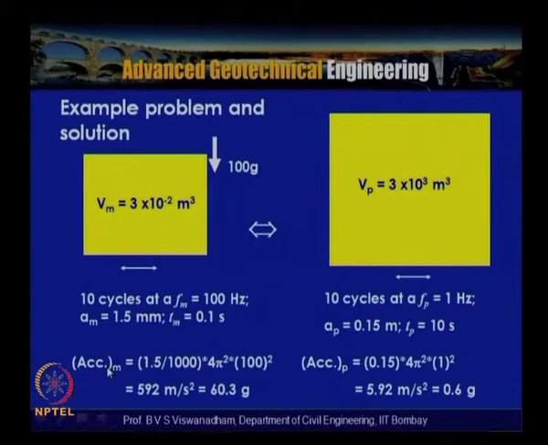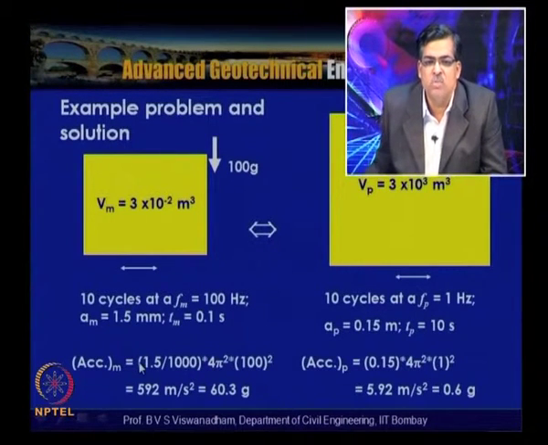So the acceleration, from the deductions we have made, is amplitude into 4 pi square f square, this is the acceleration term in the equation which we have derived, where 1.5 by 1000 into 4 pi square into 100 square. With that, we get 592 meter per second square, which is 60.3 G. Similarly, the acceleration in the prototype is 0.15, that is amplitude, into 4 pi square into 1 square, which is 5.92 meter per second square, that is 0.6 G. So this is 1 G, and the lateral acceleration is about 0.6 G.